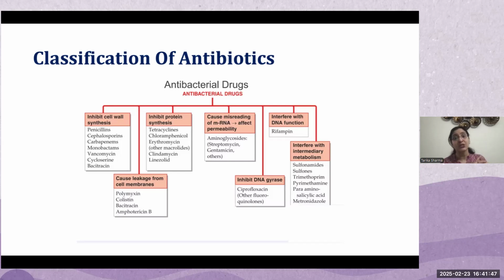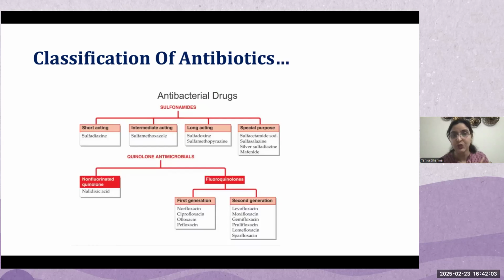The antibiotics which interfere with DNA function include rifampicin, which is also an ATD drug. Then you have the antibiotics which interfere with intermediate metabolism, such as sulfonamides, sulfones, trimethoprim, etc. We have other lists also, like the sulfonamide group of antibiotics, where you have short acting, intermediate acting, and long acting drugs. And then you have the quinolone antimicrobials, with first generation and second generation. Commonly we use levofloxacin, moxifloxacin, ciprofloxacin, norfloxacin, ofloxacin, etc.